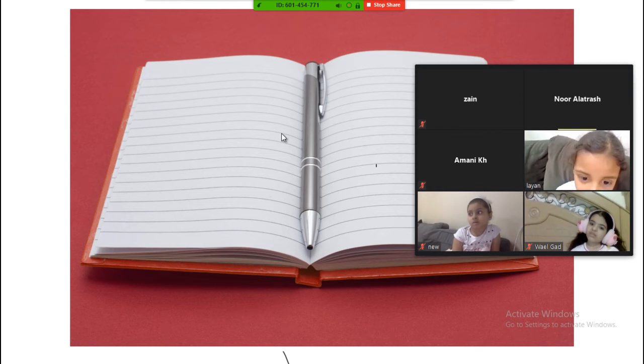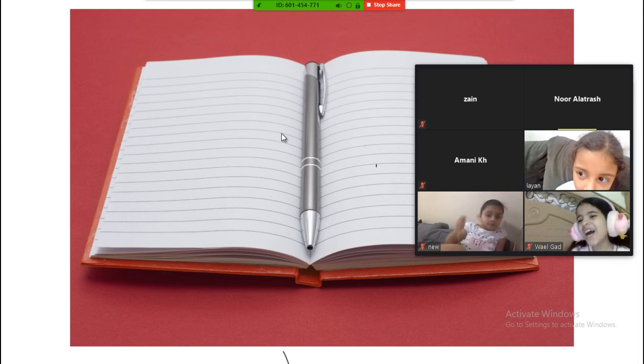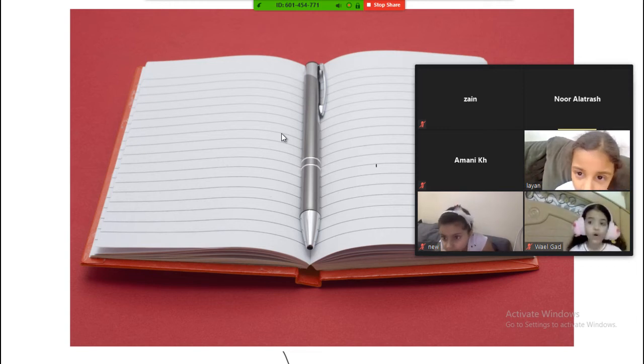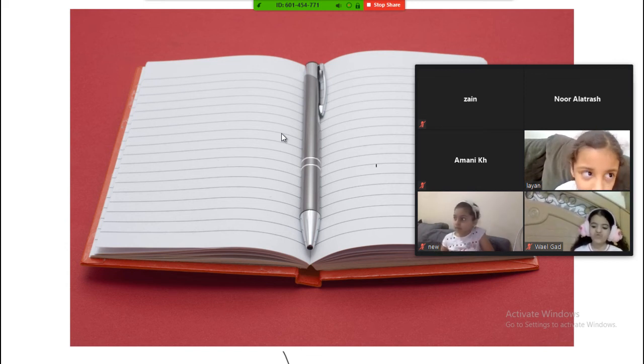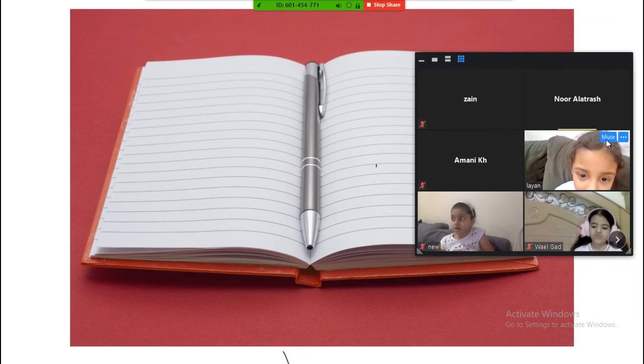Wonderful. Now we are mixing math with science. This notebook looks like a rectangular prism. If you close this notebook, does it change the shape? If you move it and put it inside your bag, does it change the shape? No, it keeps its own shape. So is it solid, liquid, or gas? Solid. Excellent job, Layan. Solid.